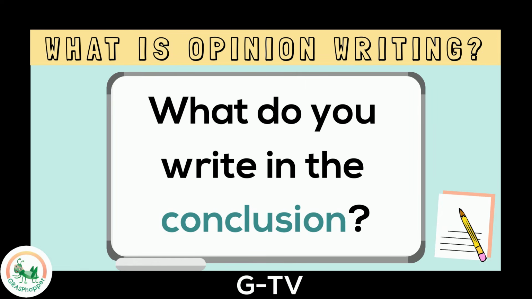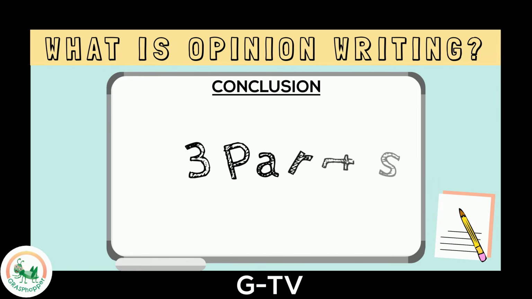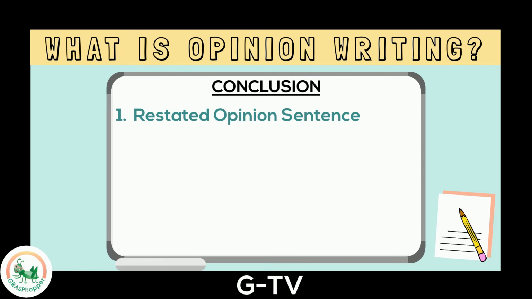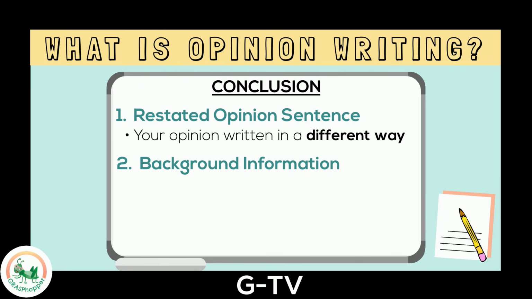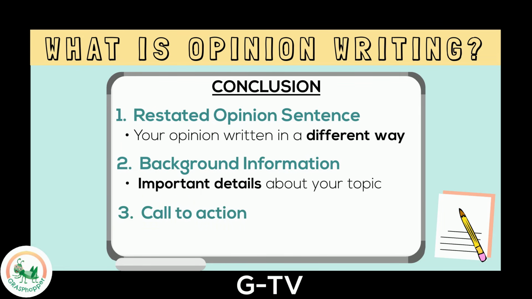What do you write in the conclusion? Well, there are 3 parts. The first part is the restated opinion sentence. This is your opinion sentence from your introduction, just written in a different way. The next part is background information. Background information is important details that the readers need to know about your topic. This will connect to the last part of a conclusion called your call to action. The call to action gives your reader a suggestion of what to do based on the background information you wrote.